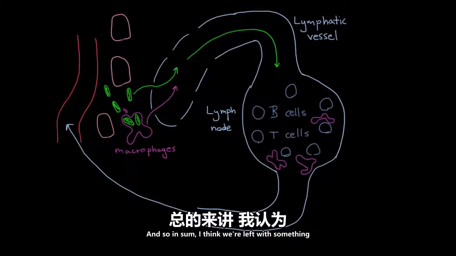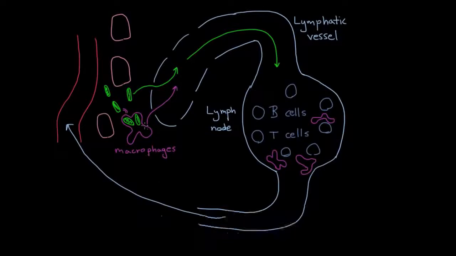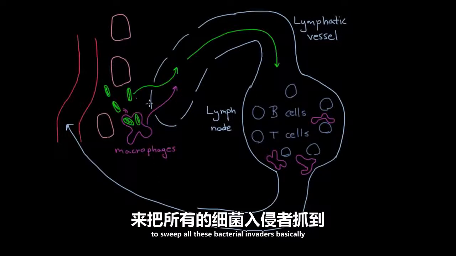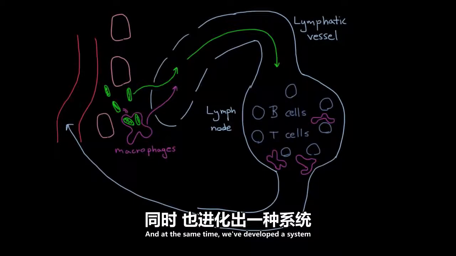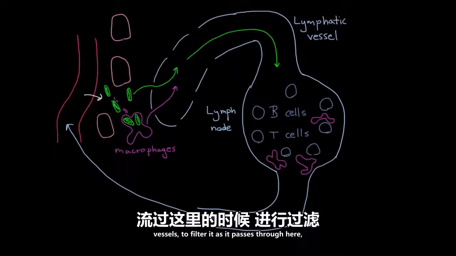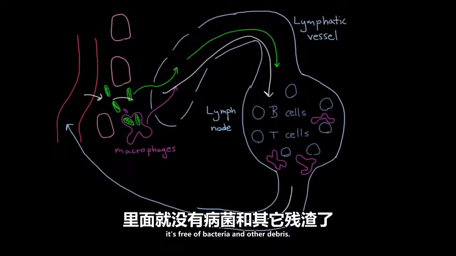And so in sum, I think we're left with something that's really a very elegant system. What happens is we've developed a way to sweep all these bacterial invaders basically to the nearest police station. And at the same time, we've developed a system to filter the fluid that got squeezed out of these blood vessels, to filter it as it passes through here, so that by the time it gets to the end, it's free of bacteria and other debris.